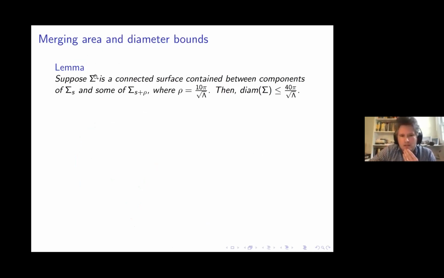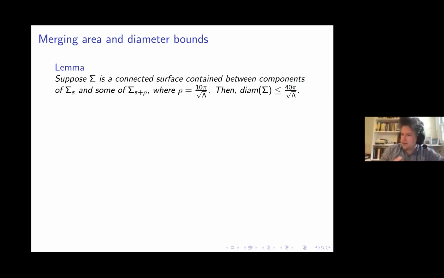Okay. And finally, the way that we mix them up is with this result: if I have a connected surface that is contained between two equidistant surfaces, and I have a bound on the diameter of this equidistant surface and a bound on the diameter of this equidistant surface, and they're not too far apart, like 10 pi over root lambda apart, then I can bound the diameter of this surface. And by the way, this is the extrinsic diameter that we bound. This will be false for the intrinsic diameter, but it's the extrinsic diameter bound.